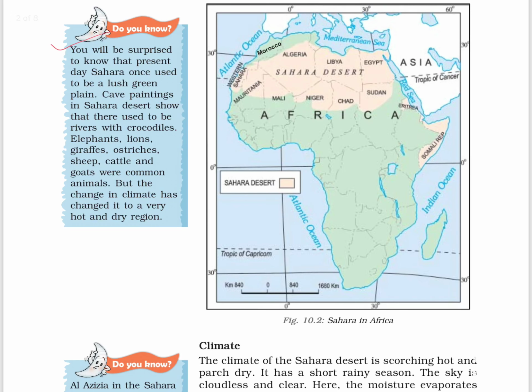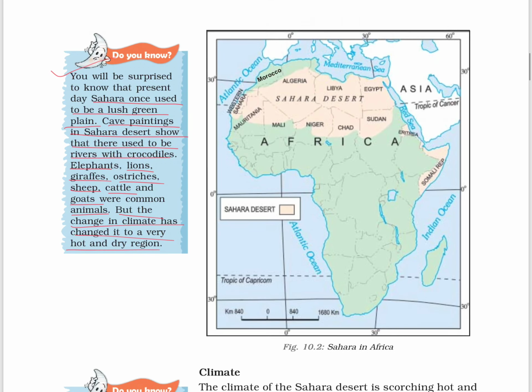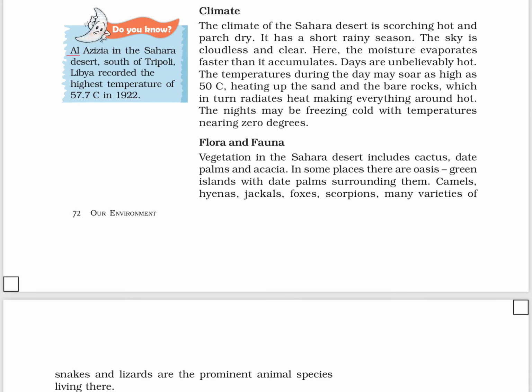Here is one fact. Sahara once used to be a lush green plain. Cave paintings in Sahara Desert show that there used to be rivers, and crocodiles, elephants, lions, giraffes, ostriches, sheep, cattle and goats were common animals. But the change in climate has changed it to a very hot and dry desert. Al Aziza in the Sahara Desert, south of Tripoli, Libya, recorded the highest temperature of 57.7 degrees Celsius in 1922.